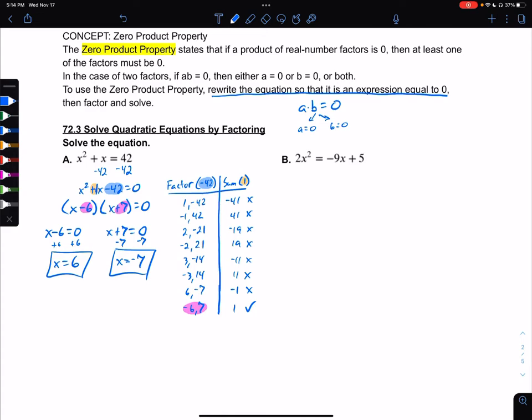You set everything equal to 0. You factor the expression. Once you have your factors, you then use the zero product property and set each piece equal to 0.